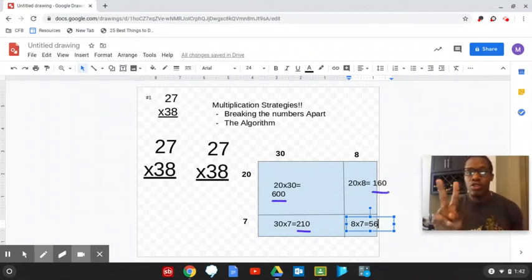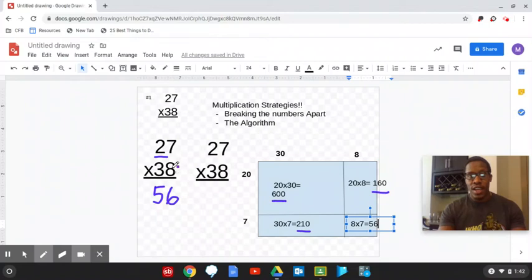Now, I'm going to show you two ways to do the multiplication algorithm. The first way might be my favorite, maybe my second favorite after the breaking the numbers apart strategy. So, what place value is this 8 in, and what place value is this 7 in? Ones place. Very good. So what's 8 times 7? 56. Perfect. Now, what place value is that 2 in? If you answer tens place, you are correct.